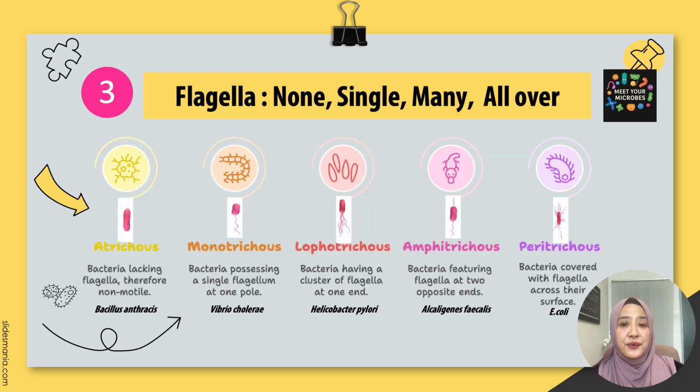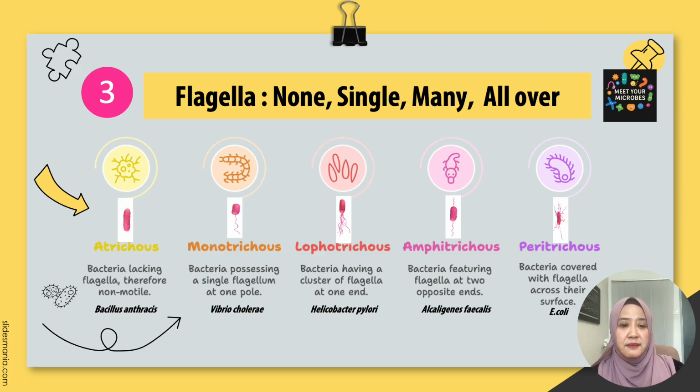Flagella, as I mentioned before, is very important for movement and locomotion. Its existence, as well as its arrangement, can be used to classify bacteria, because there are certain bacteria that don't have any flagella. Some may have a single one, some will have many, and some may have them all over the place. Let's start first with atrichous. Atrichous means bacteria that don't have any flagella, are non-motile. Example of this is Bacillus anthracis.